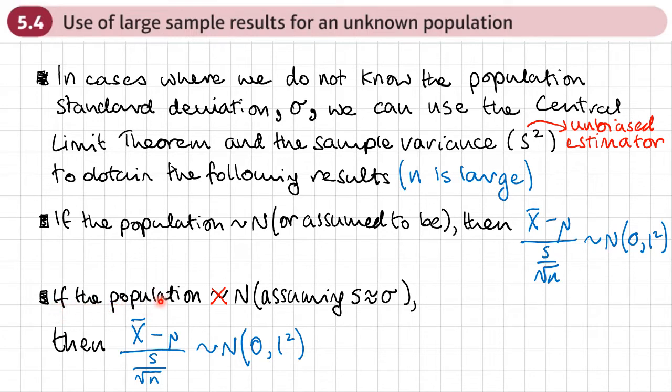Now, if the population is not normally distributed, and we assume that our sample standard deviation is approximately the population standard deviation, then the same results hold. If we standardize our sample means, then we will have a standardized normal distribution, a mean of 0 and a variance of 1 squared.